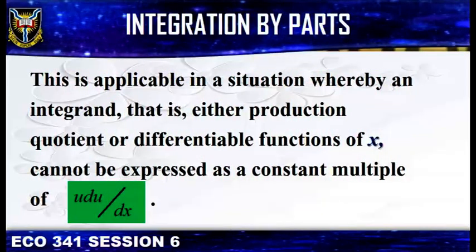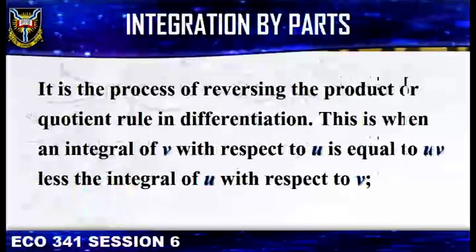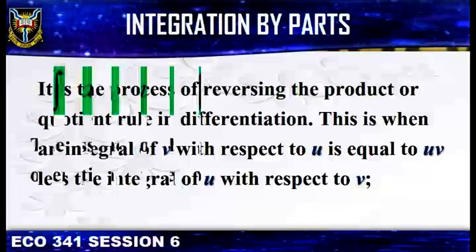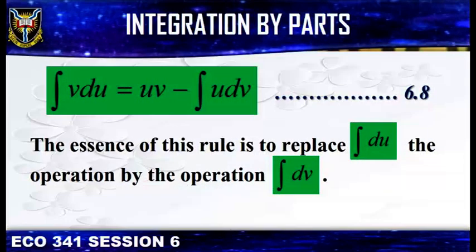Integration by parts. This is applicable in a situation whereby an integrand, that is, either a product or quotient of differentiable functions of x, cannot be expressed as a constant multiple of u dx. It is the process of reversing the product or quotient rule in differentiation. The integral of v with respect to u is equal to uv less the integral of u with respect to v. Integral v du is equal to uv minus integral u dv.